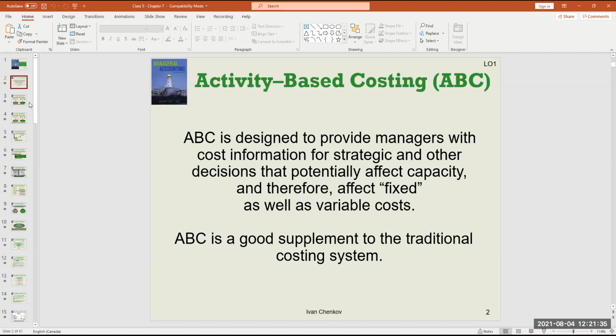Based on how we make decisions, we're going to see later in chapter 12 on decision making, you have a differential cost, you have opportunity cost, and you have a historical sunk cost, the costs which are relevant for the decisions. So for different purposes, you have to use different costs.